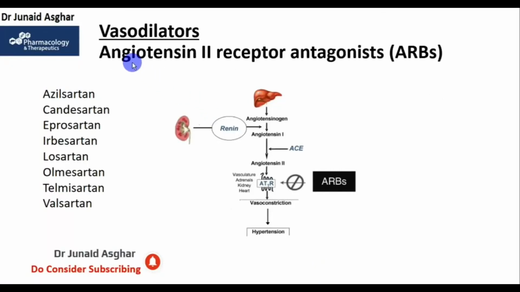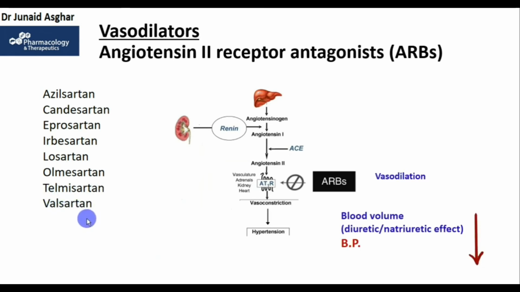Now let's discuss a related class of antihypertensive agents known as angiotensin 2 receptor antagonists or ARBs. The drugs include azilsartan, candesartan, eprosartan, irbesartan, losartan, olmesartan, telmisartan, and valsartan. These drugs have similar effects to ACE inhibitors and are used for the same indications such as hypertension, heart failure, and myocardial infarction.